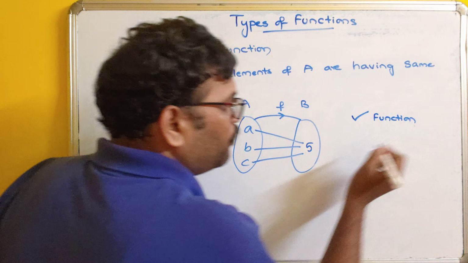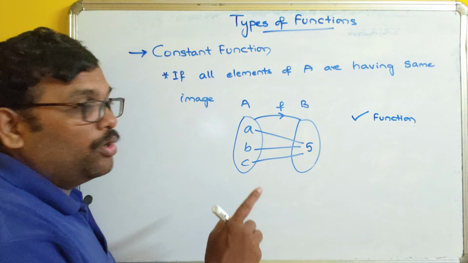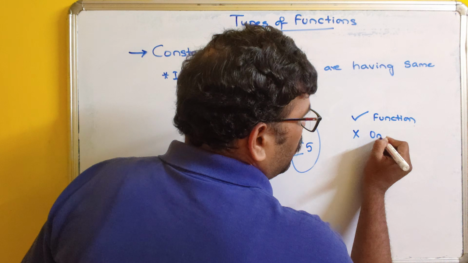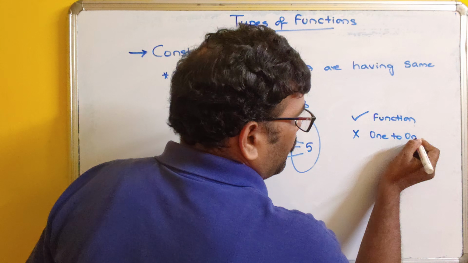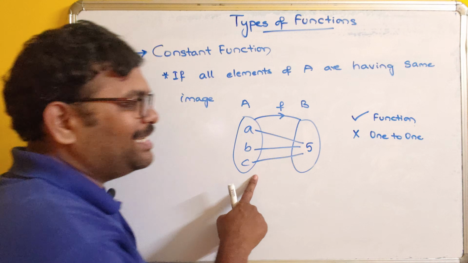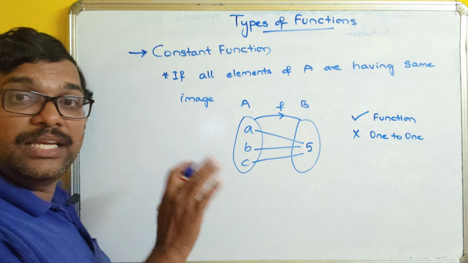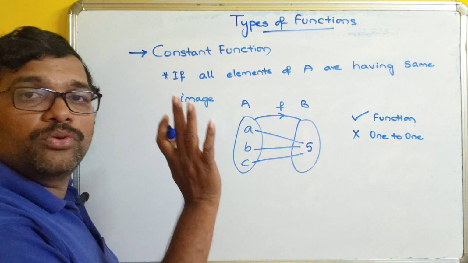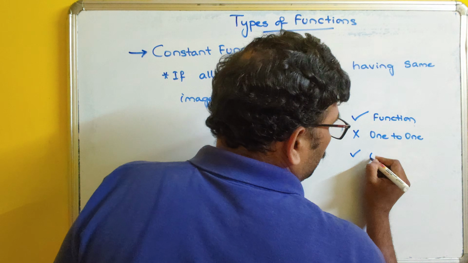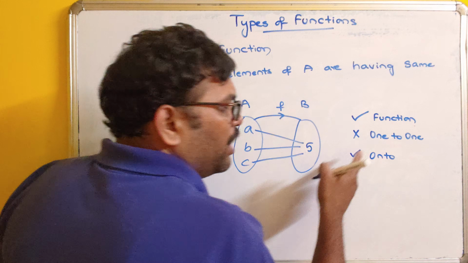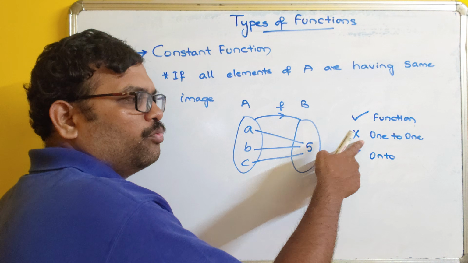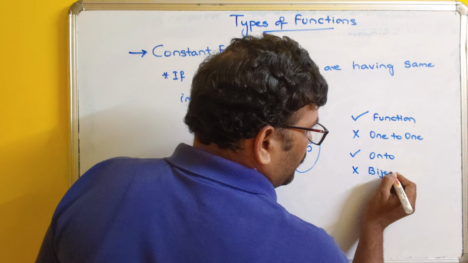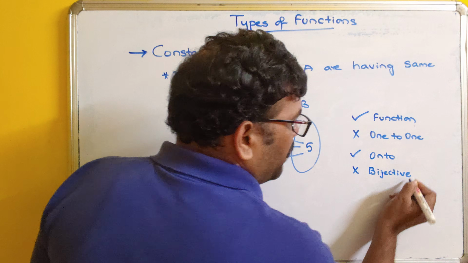Is it a one-to-one function? No, because all the 3 elements are mapping towards a single element. So it is not one-to-one. And is it an onto function? Obviously it is an onto function because only one element is there, and that is also mapped. So this is an onto function. And if it is not one-to-one and it's onto, it is not bijective.